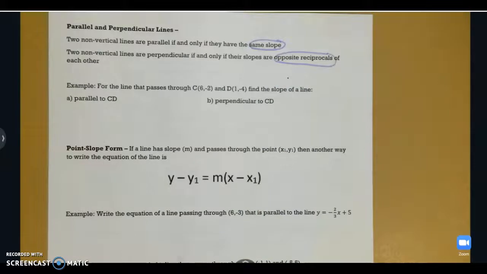And what this means is we flip the fraction upside down and change the sign. So if it was positive, it becomes negative. If it was negative, it becomes positive.